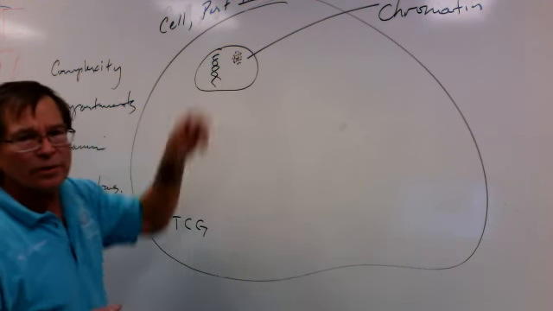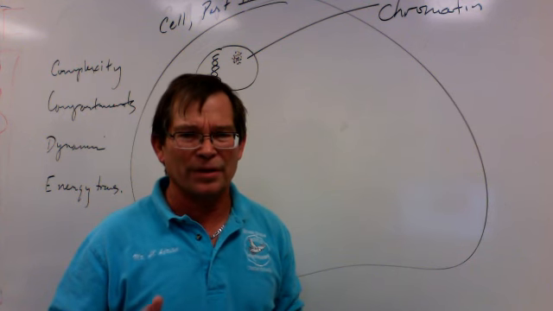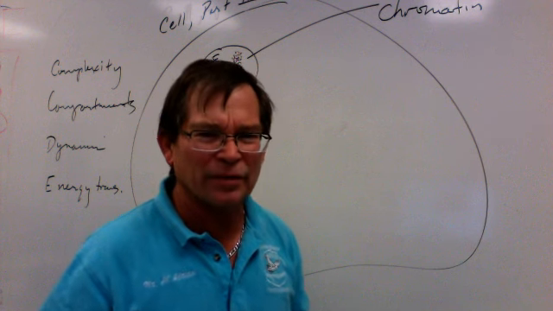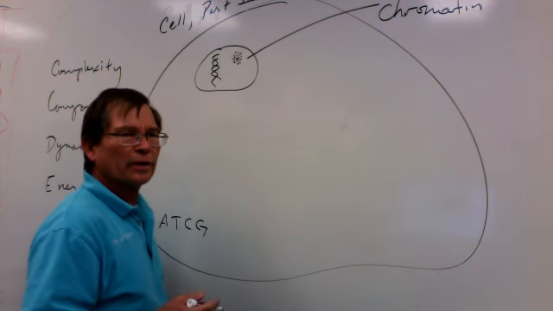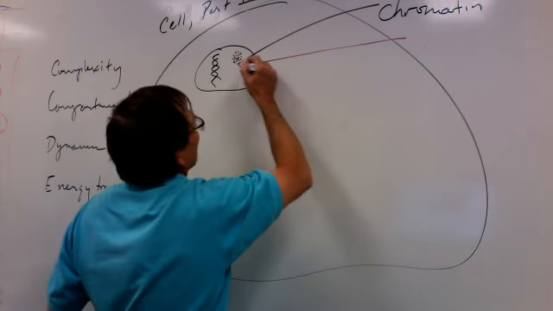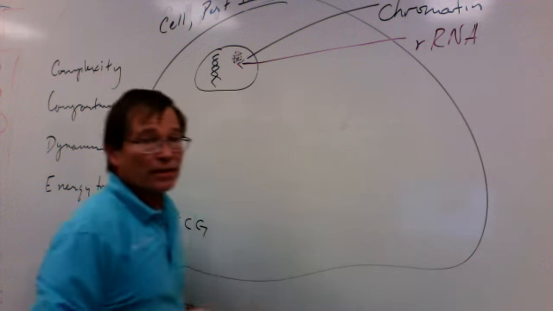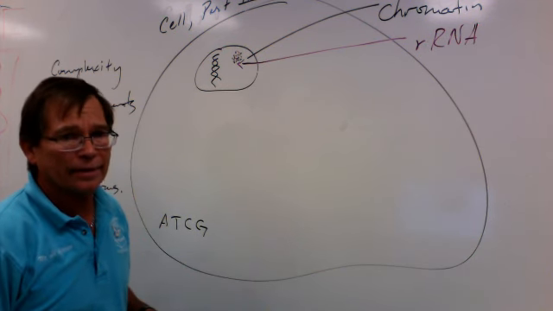In any case, the nucleolus we know now is basically a ribosome production organelle, if you will. I don't like to call it an organelle, but it's the site of manufacture of ribosomal RNA. And this is going to come into the story here in a minute.